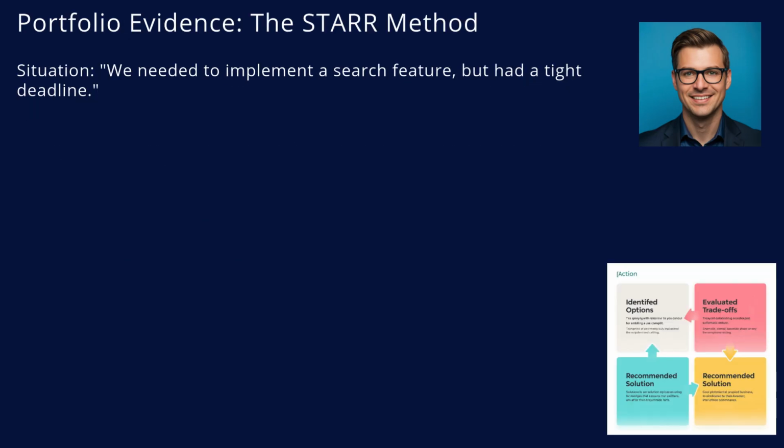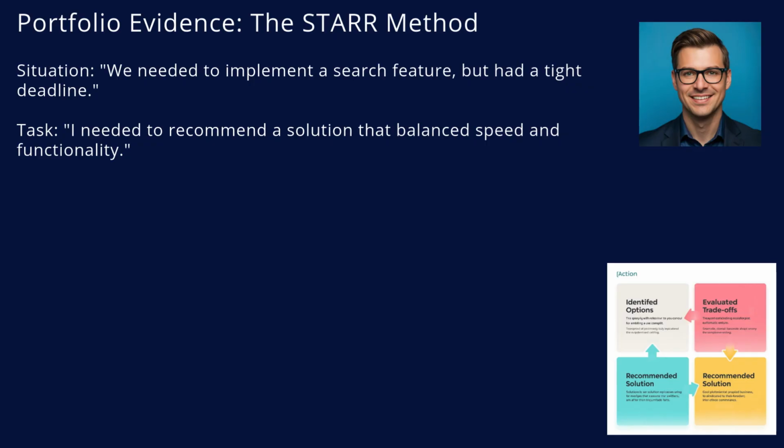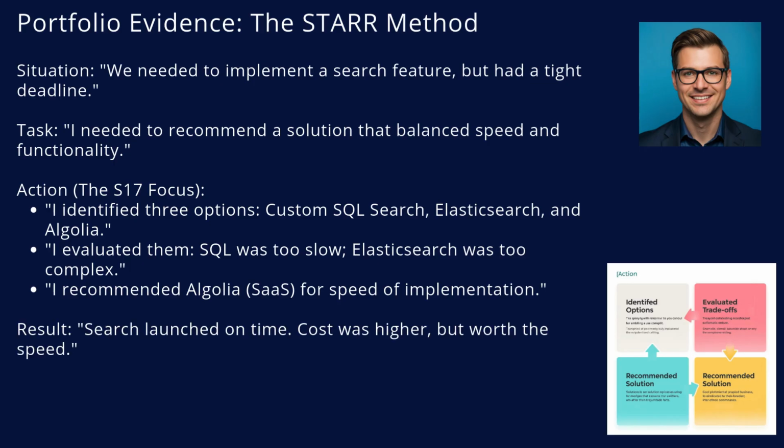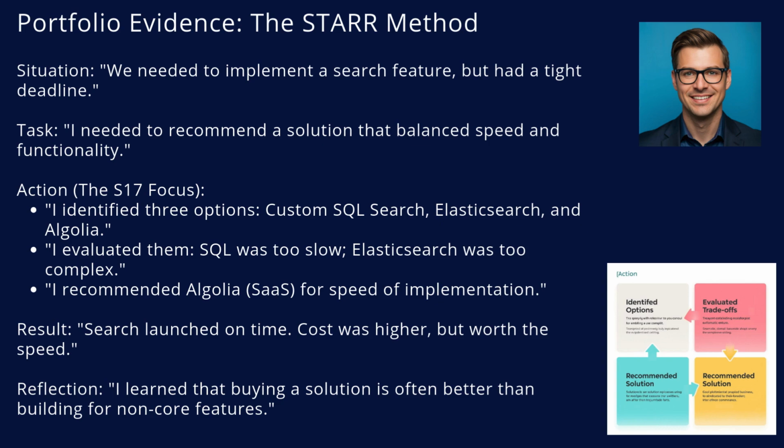For your portfolio, use STAR. Show the decision process. Situation: we needed to implement a search feature, but had a very tight deadline. Task: I needed to recommend a solution that balanced speed and functionality. Action: I identified 3 options: building a custom SQL search, hosting Elasticsearch, or paying for Algolia, SaaS. I evaluated them. SQL was too slow for users. Elasticsearch was too high maintenance for our small team. I recommended Algolia. Although it had a monthly cost, it allowed us to launch in 2 days instead of 2 weeks. Result: search launched on time and users loved it. Reflection: I learned that buying a solution is often the most appropriate choice for non-core features to save engineering time.